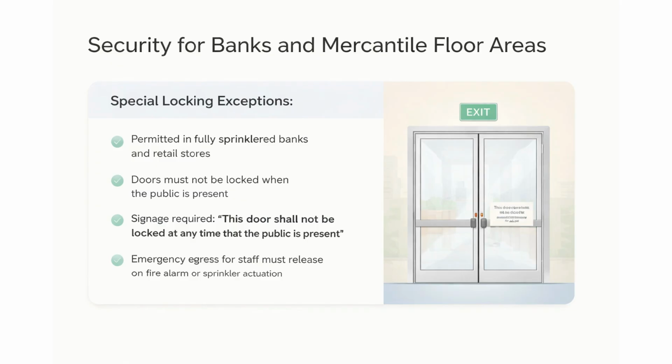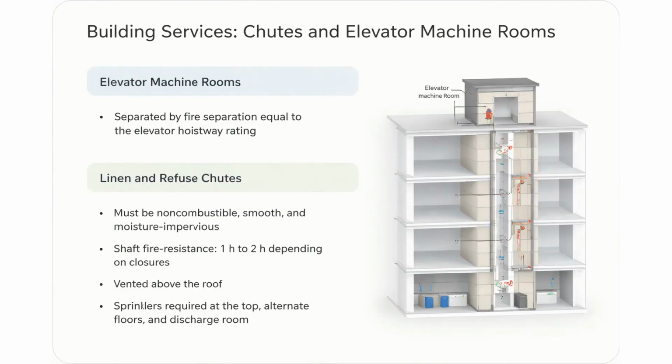Building services also require careful fire protection. Elevator machine rooms must be enclosed by fire separations matching the rating of the hoistway they serve. Linen and refuse chutes are essentially vertical chimneys that can rapidly spread fire and smoke. Therefore, they must be built of non-combustible materials, enclosed in rated shafts, vented through the roof, and heavily protected with sprinklers at the top, at alternate floor levels, and inside the discharge room at the bottom.